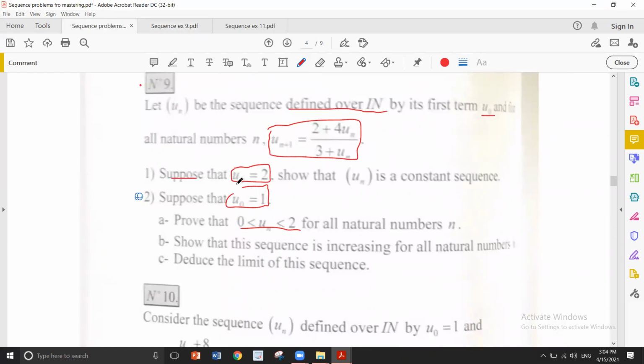Part B, show that the sequence is increasing. How to prove the sequence is increasing for all natural numbers? How to deduce the sequence is increasing? Un plus 1 minus un should be positive.